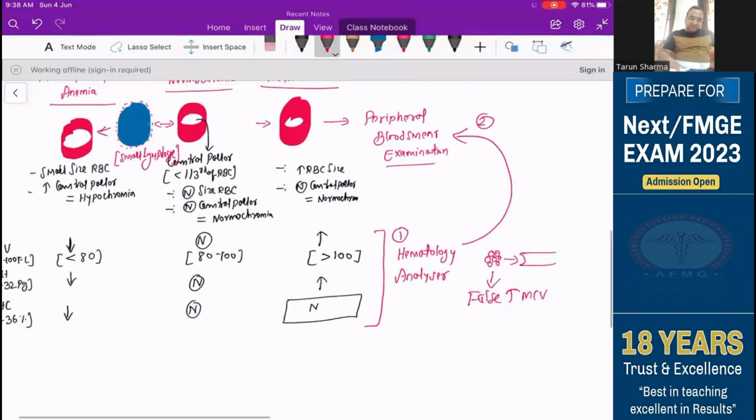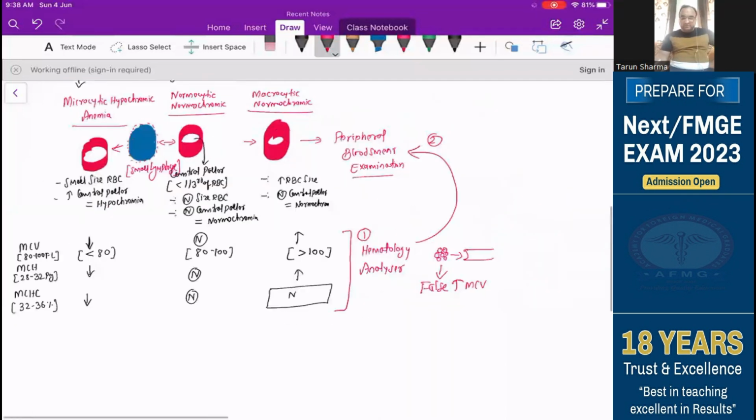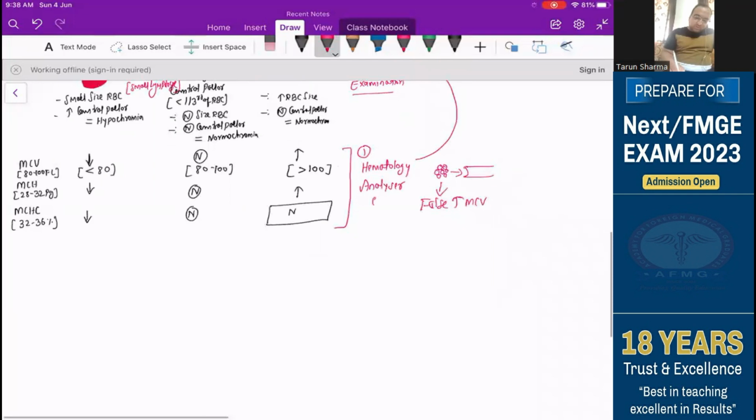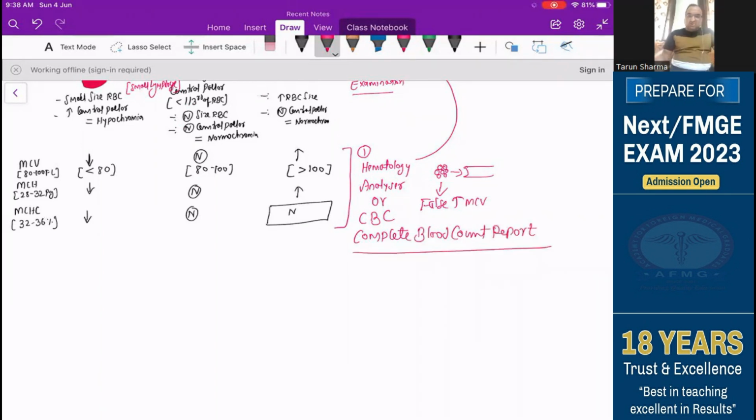The first step in any anemia should be the CBC report, or you have to give the blood to the hematology analyzer. So what is the hematology analyzer giving us? It is giving us the CBC. What is CBC? That is the complete blood count report. In that complete blood count report, you will get the values of hemoglobin concentration, RBC count, WBC count, platelet count, and along with those values, you will get the values of RBC indices also. That is MCV, MCH, and MCHC.